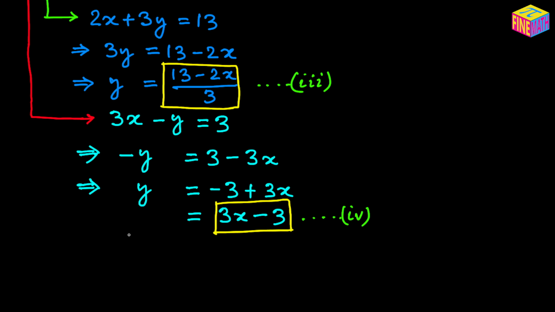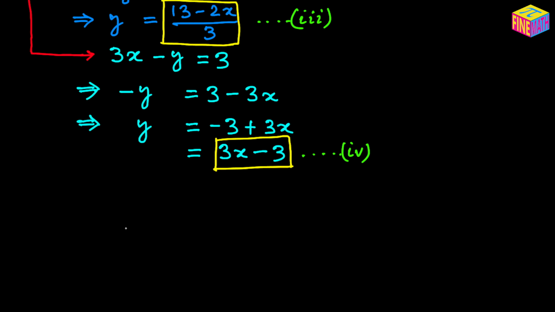So from here, let me scroll down a little bit. We can say 13 minus 2x divided by 3 is equal to 3x minus 3, and that's the main comparison that we need to do in the comparison method of solving these equations, right? After this point it's pretty easy.